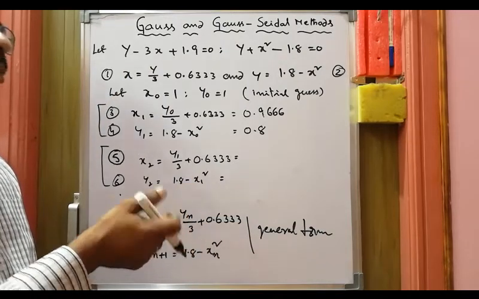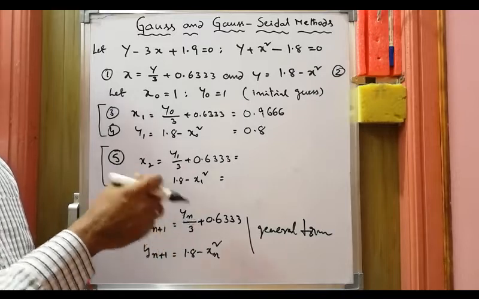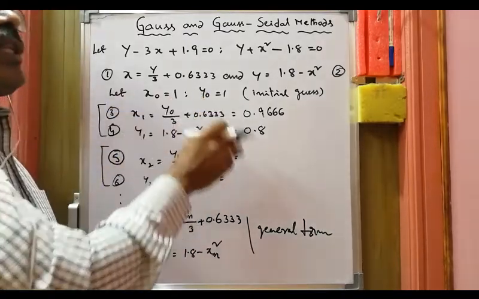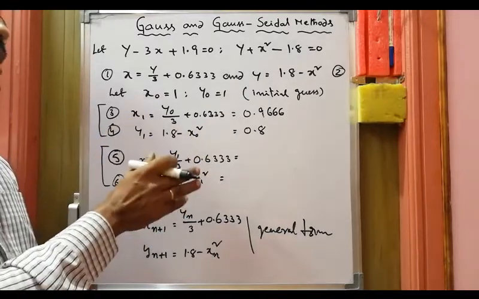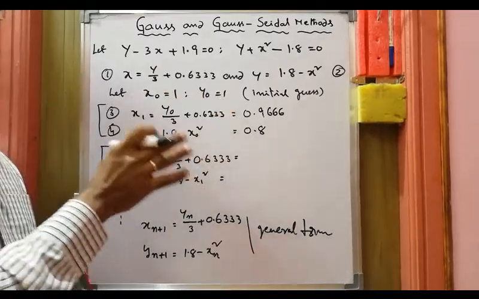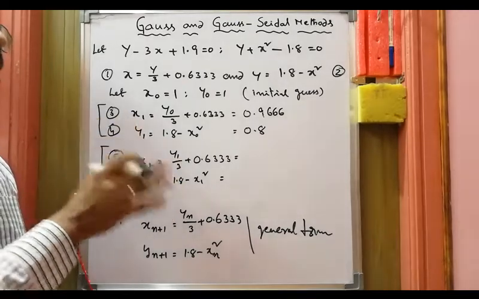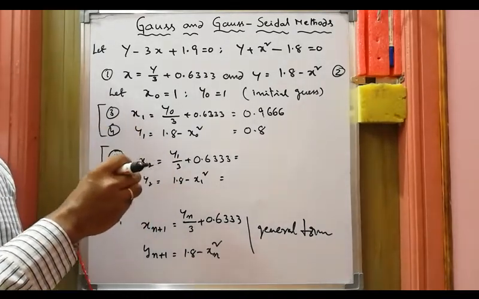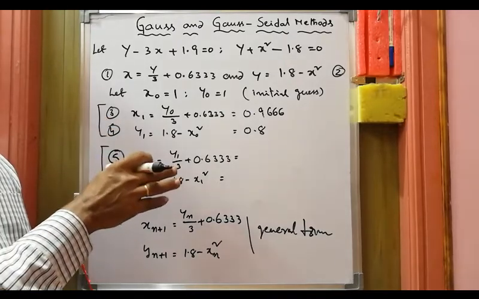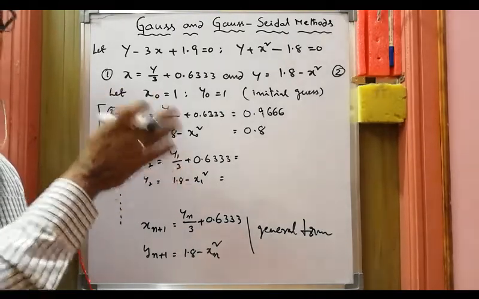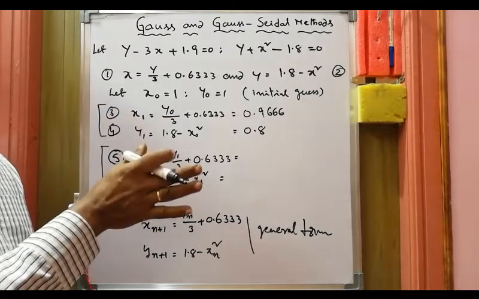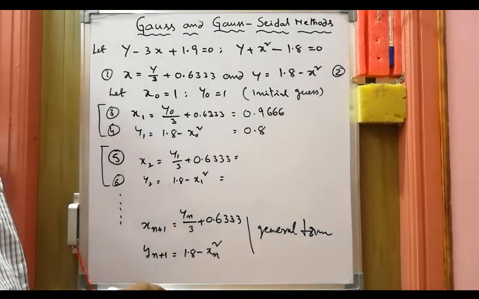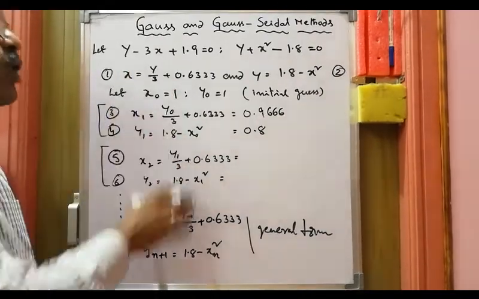Only experts who have more touch with the problems can guess better values. So the initial guess is very powerful. You should be able to guess the values properly, which means close to the realistic solution. Then you can end the iterations quickly. So this is what is called the Gauss method.